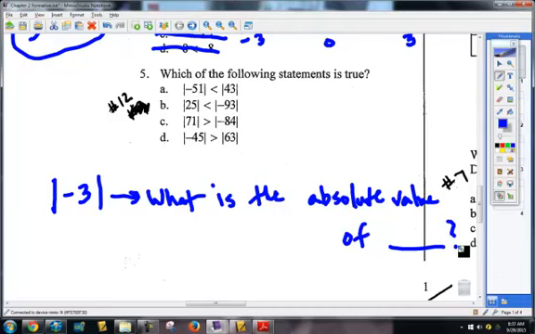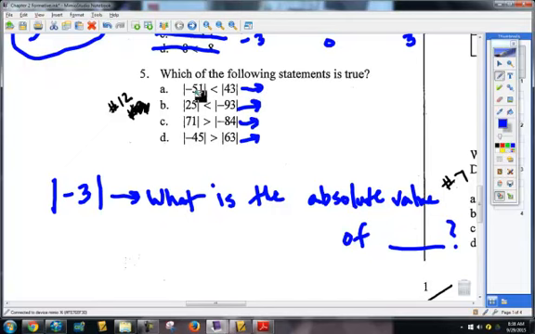I just said write this. Whenever you see those bars, you're going to ask that question. What is the absolute value of? Now, a reminder, absolute value is the distance that a number is from 0, and distance can never be negative. So, up here, what we want to do is turn all these into new statements.